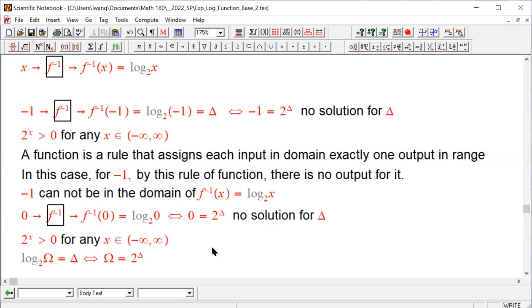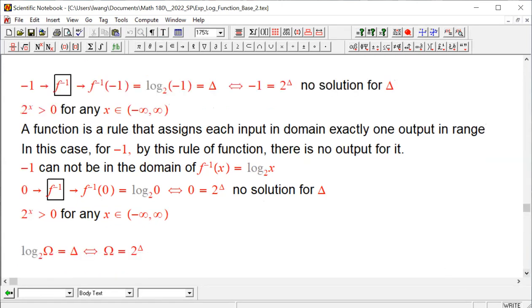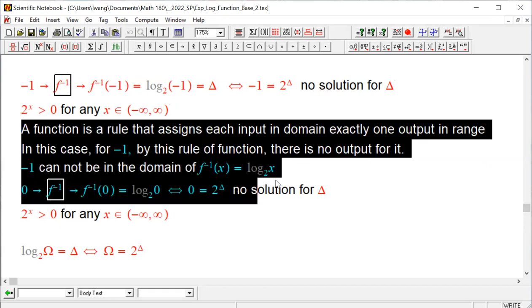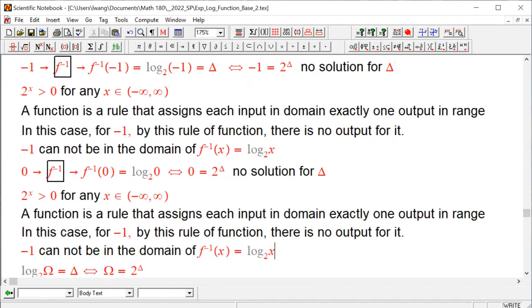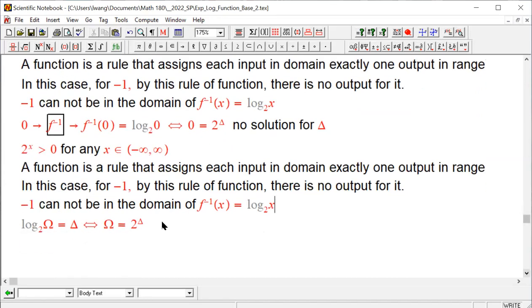So for the same argument, exactly the same argument: a function is a rule that assigns to each input in the domain exactly one output in the range.